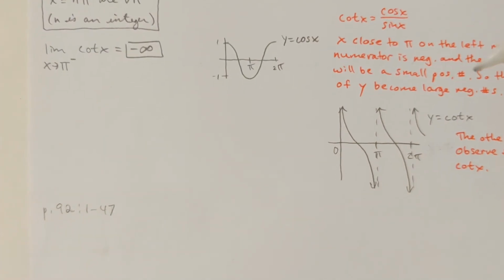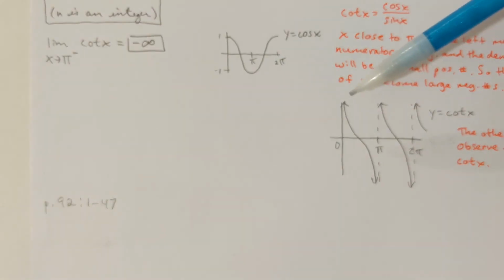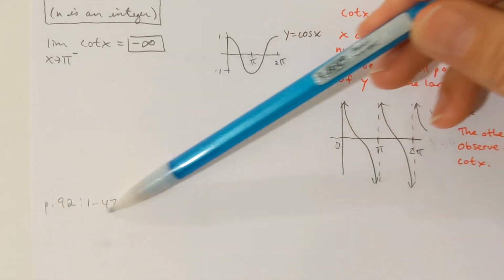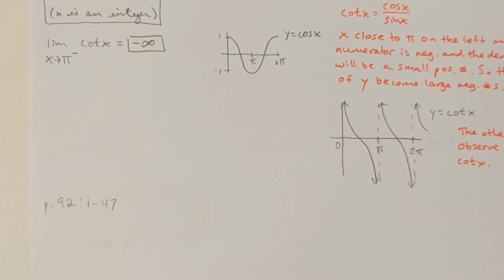Okay, so the homework in this section is on page 92. Be sure to look at the odd numbered problems that are listed there on page 92 for me.